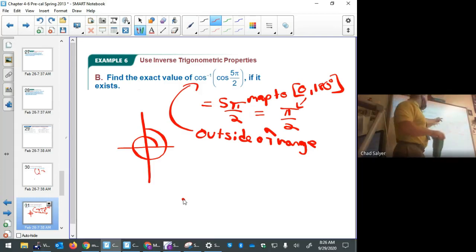So this cosine inverse, because of those range constraints we put on it, can't give us this value. Even though this is the right answer, this is what it's going to give us. And this is what you'll be expected to put on a quiz or a test. So don't give me an answer for the cosine inverse that's outside of its range.